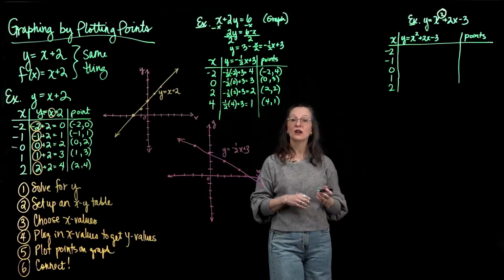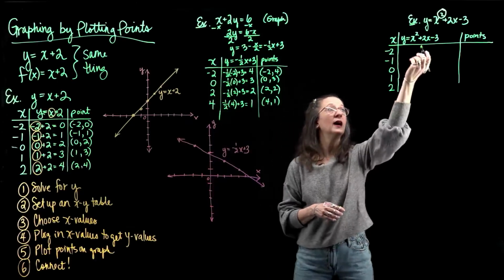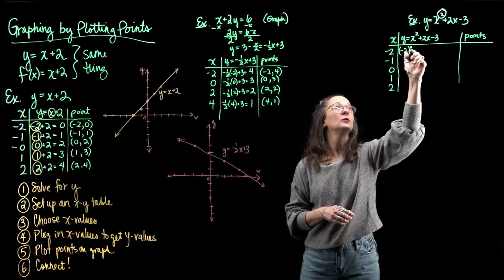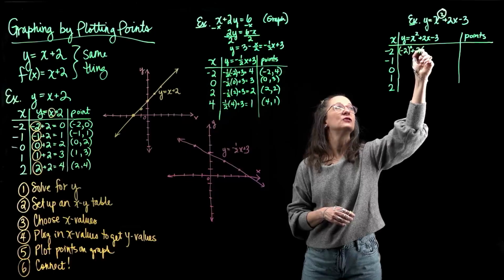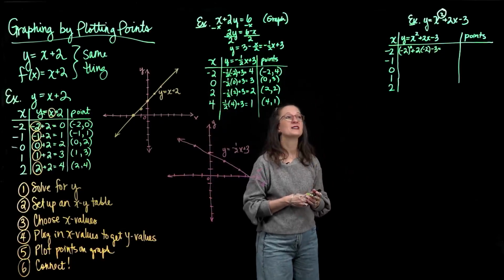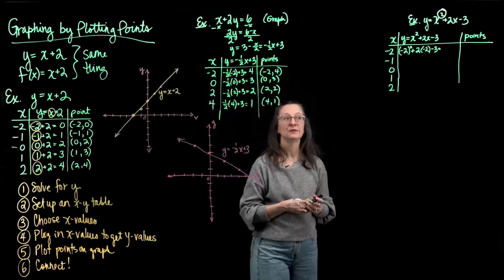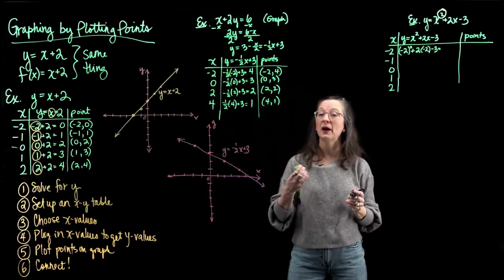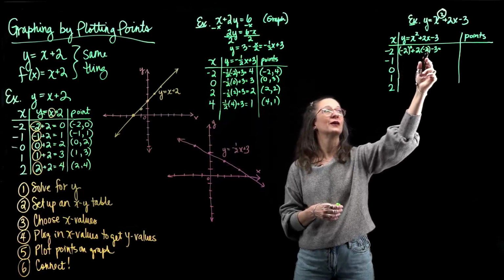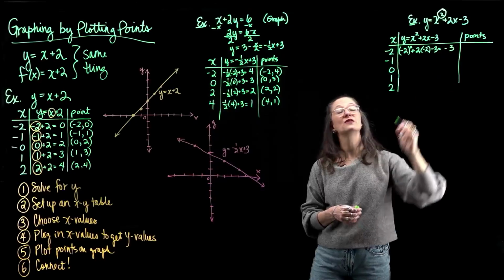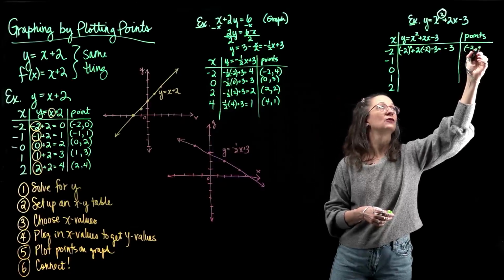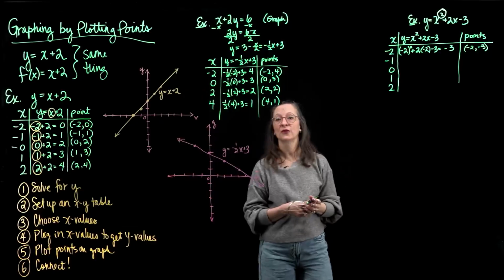So each of those x values I'm going to put into the rule for y. So when x is negative 2, my y value would be negative 2 squared plus 2 times negative 2 minus 3. Now remember, negative 2 squared is going to be positive 4. So I'll have positive 4 minus 3, which gives me a y value of negative 3. So the point when x is negative 2, y would be negative 3.